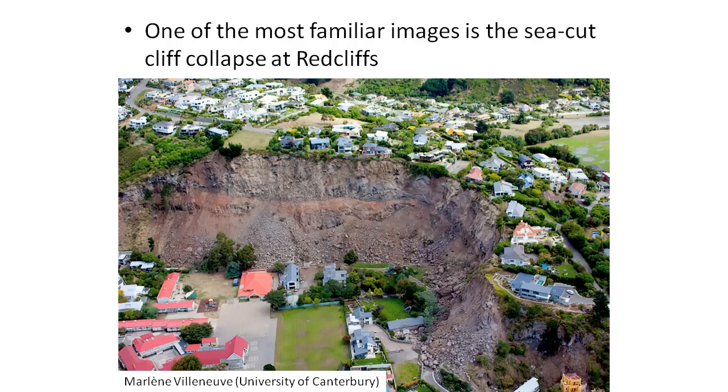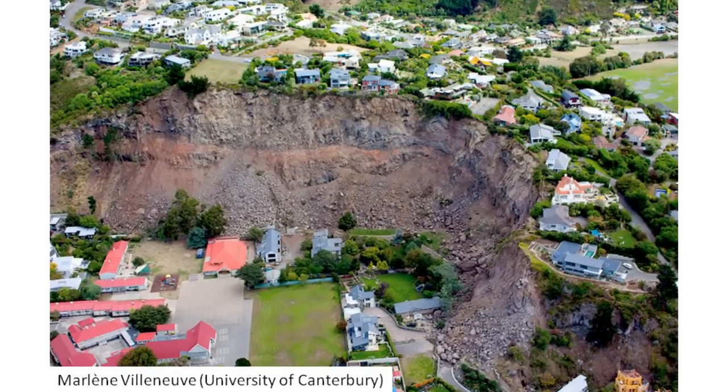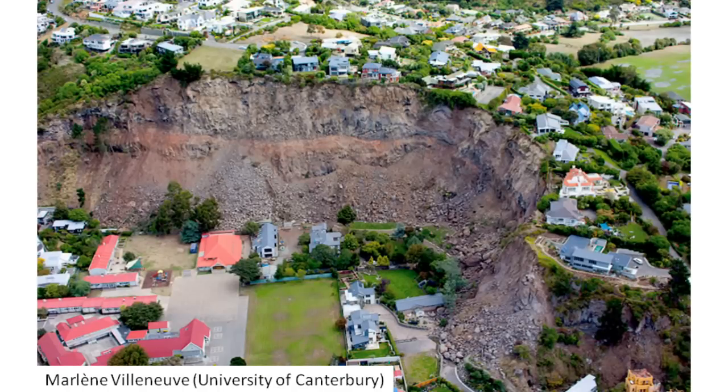And this is an example, one of the very familiar images that we've all seen. This is of Red Cliffs, and this is one of the collapses of the sea-cut cliffs. This is a very severe type of failure that occurred.